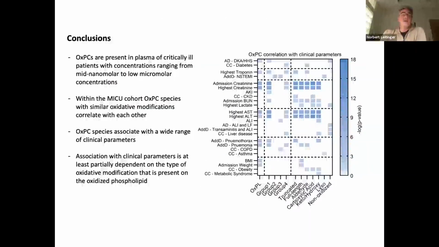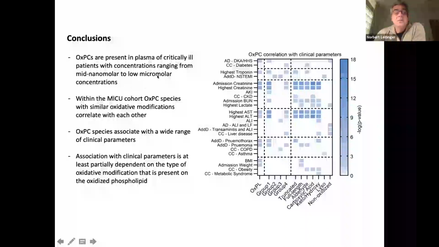And so in conclusion, what I showed you today is that these OXPCs are present in the plasma of critically ill patients, and the concentrations are in the micromolar range for some of these. Within the cohort that we analyzed, doing the cluster analysis, we found that similar modifications correlate with each other. And then some of these species, or groups of these species, associate with certain clinical parameters.